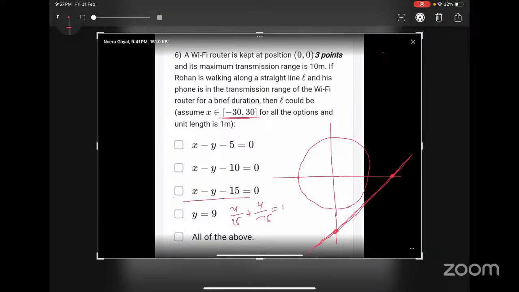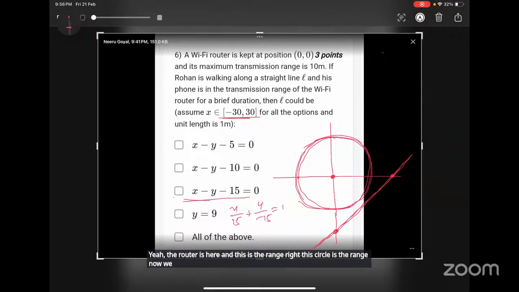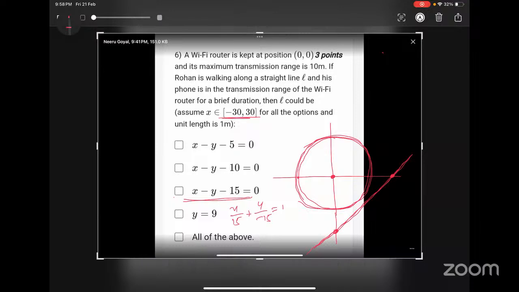If you extend the line, the Wi-Fi router is at 0,0, the origin. So it can be seen. The router is here and this is the range. This circle is the range. Now we draw the line, this line. So clearly it is outside the circle. It is clear from the picture.